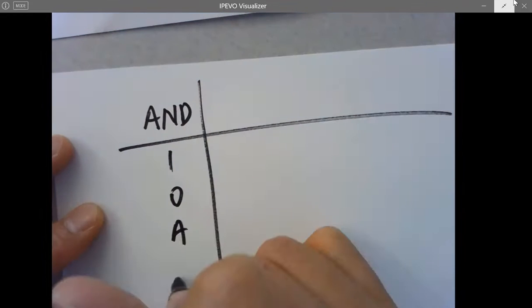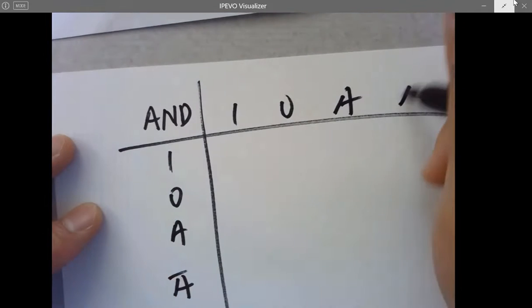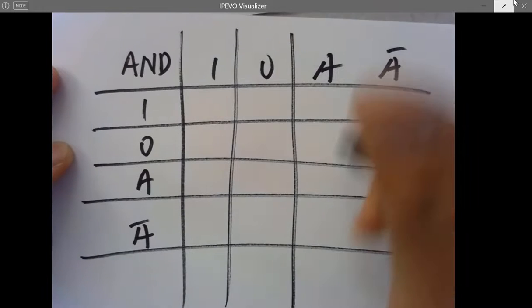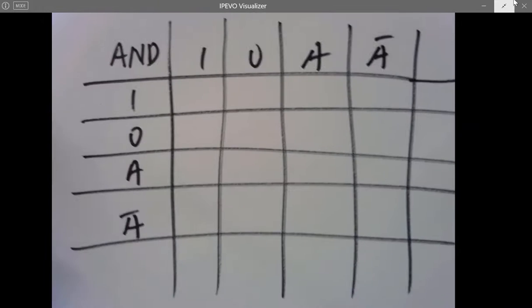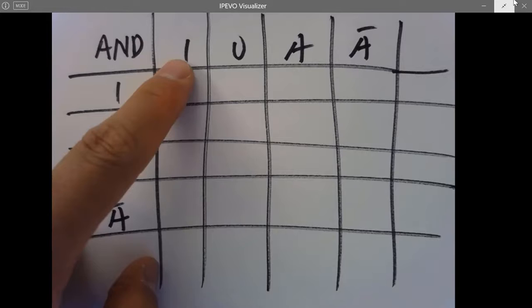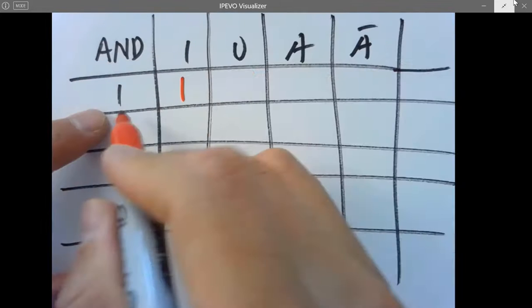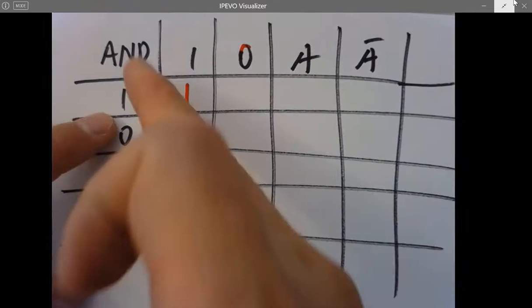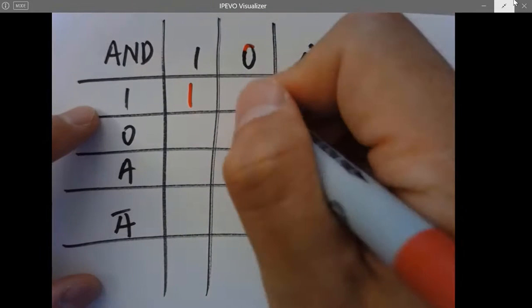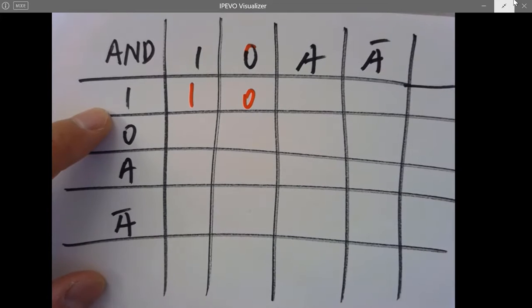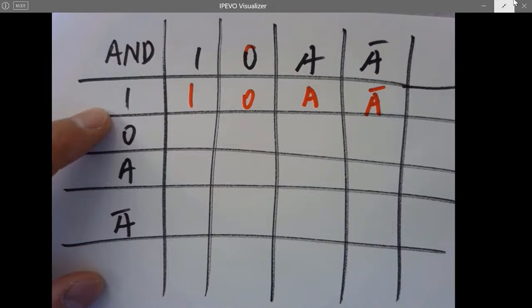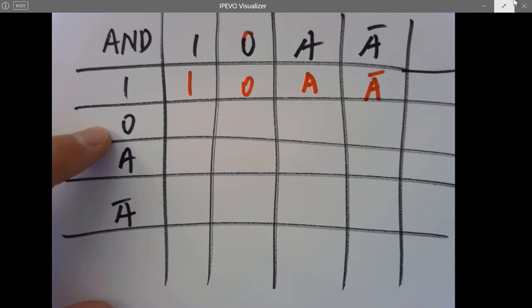A and D, 1, 0, A NOT. Okay, 1 and 1, 1. 1 and 0, 0, because this bad player is on the court. Because it's AND logic, they have to be on the court at the same time, so you'll lose. 1 and A depends on A, so just A. 1 and A bar, A NOT, right?